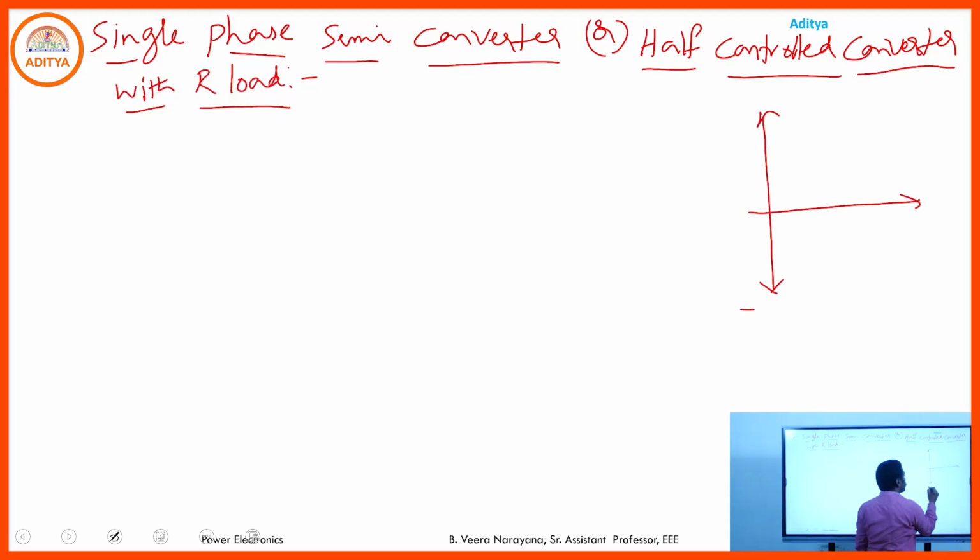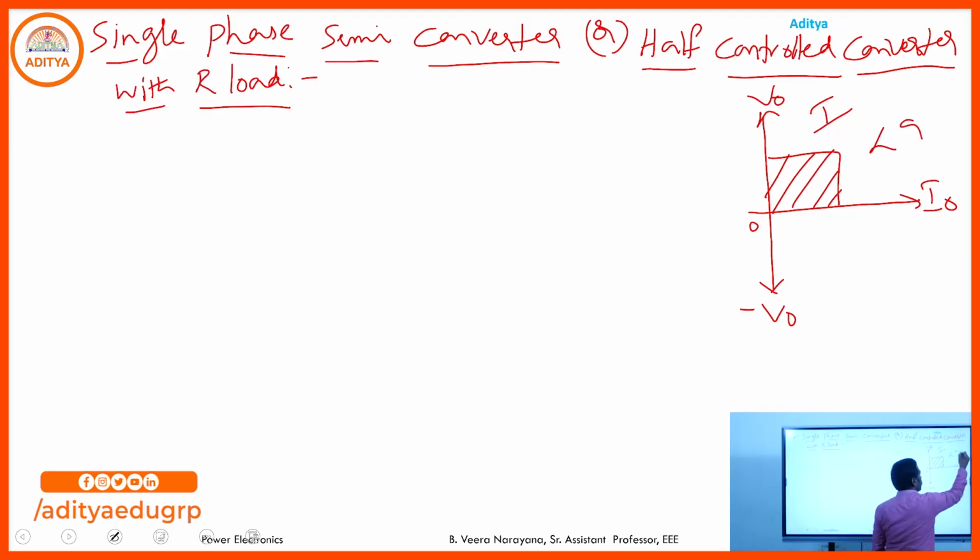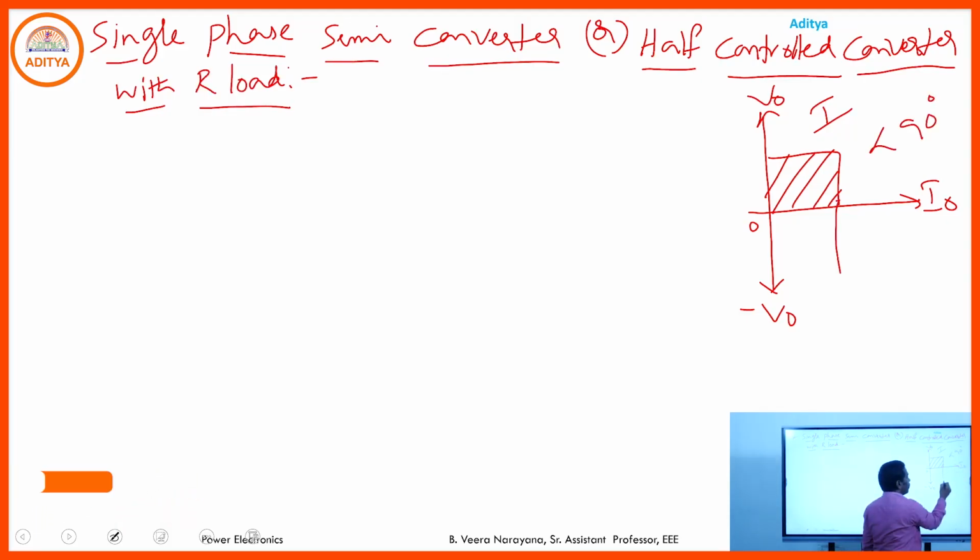Two quadrant operation means if both output voltage and output current are positive, then that is said to be first quadrant operation, in which rectification is possible, and here alpha is less than 90 degrees. And if alpha is greater than 90 degrees, we get fourth quadrant operation.